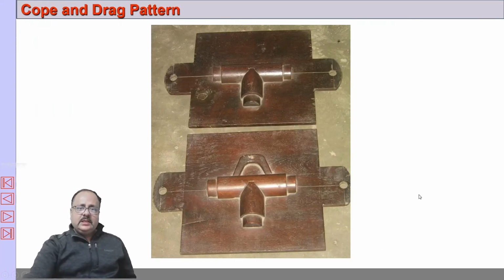So you can see this is the cope half, this is the drag half of the pattern. You can see the runners are attached to it.